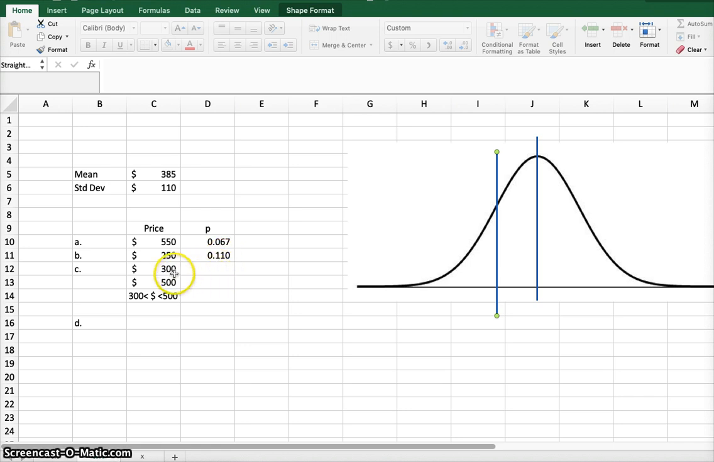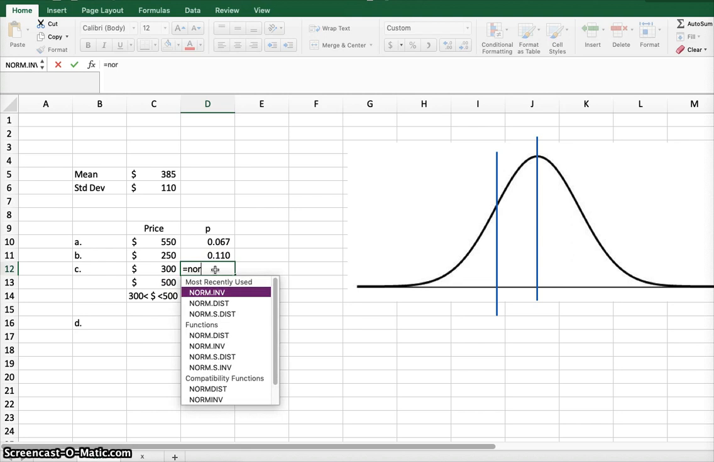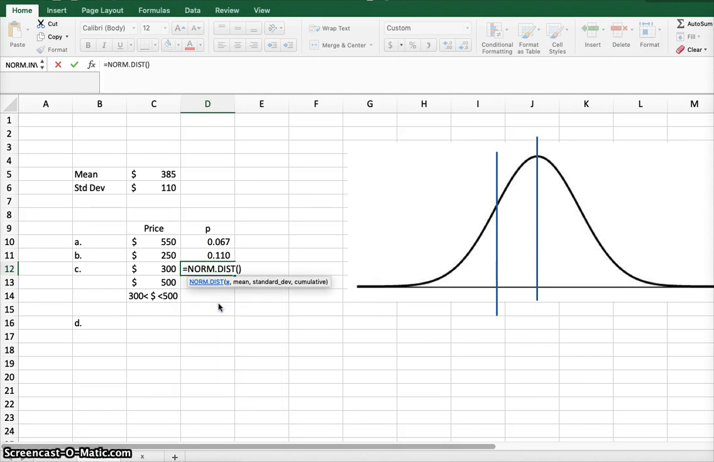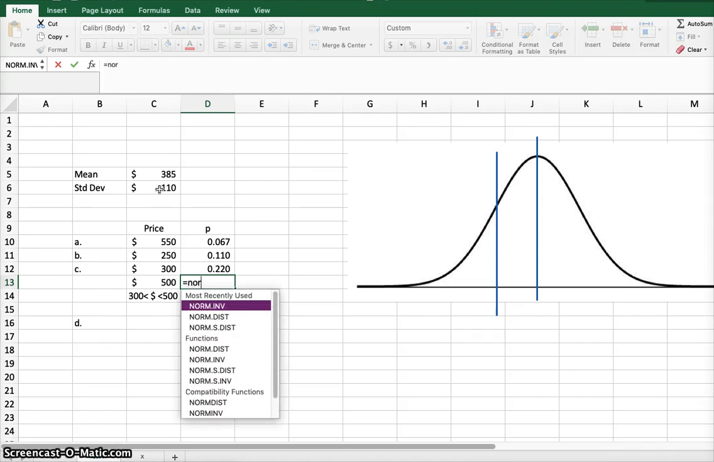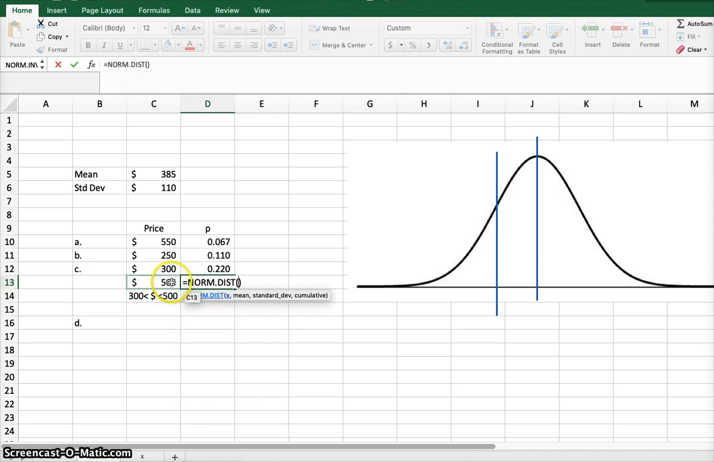C wants to know what's the probability that the airfare will be more than $300 but less than $500. So I need to figure out the probability for each of these and then subtract one from the other. Okay? So again, I just use NORMDIST, $300, the mean, the standard deviation, and true. And then I do the same thing for $500, equals NORMDIST, $500, the mean, the standard deviation, and then true.